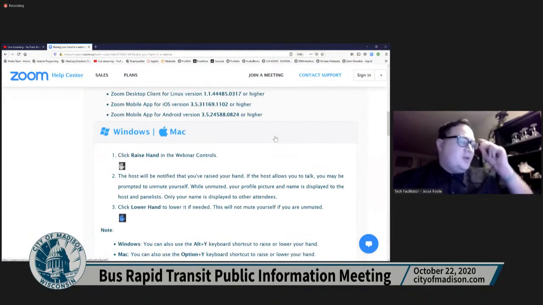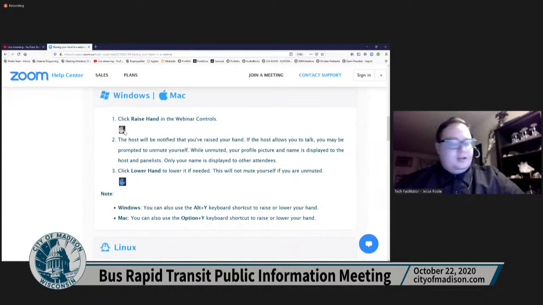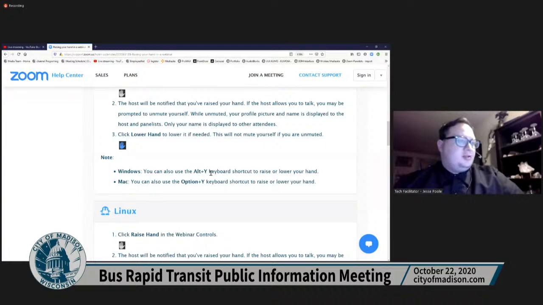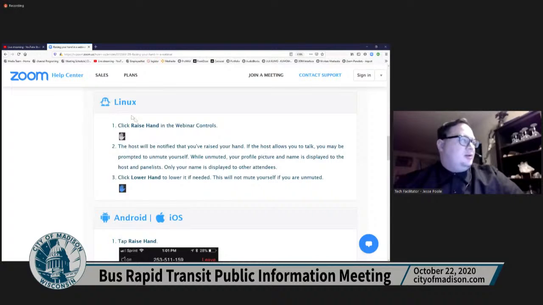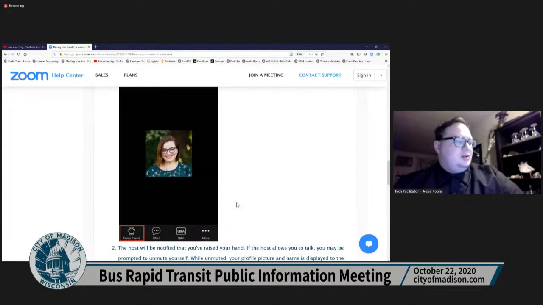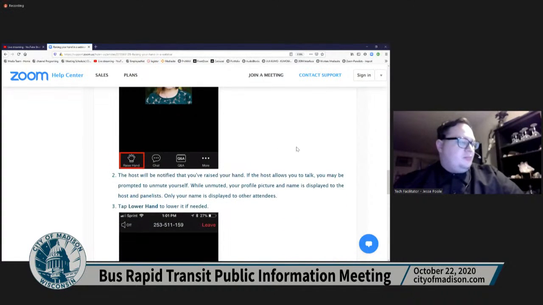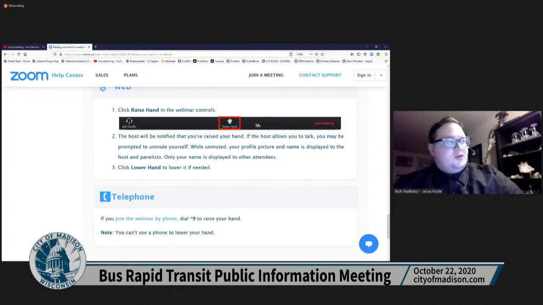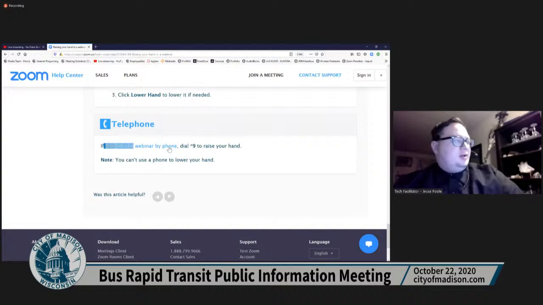For raising your hand, Windows and Mac users should see an icon similar to that, usually at the lower part of your screen. You can also use the Alt-Y keyboard shortcut to raise and lower your hand, as well as Option-Y. Be careful that you don't hit it twice and lower your hand. For Linux users, it's a similar icon. For Android and iOS phone users, it may look a little different, more similar to the icon shown below. You tap that to raise and lower your hand. Most should look similar to the raise hand below here, as shown for web users. If you're joined by telephone, you can press *9 to raise your hand. All right, I believe that's everything.